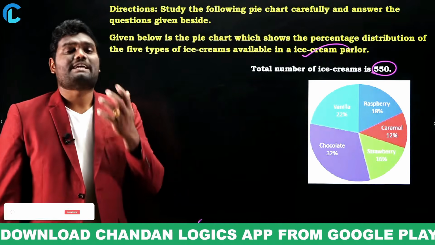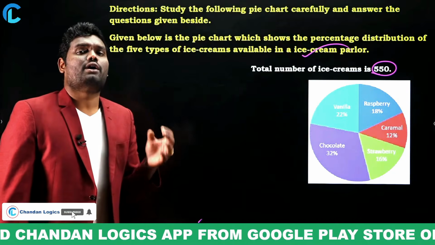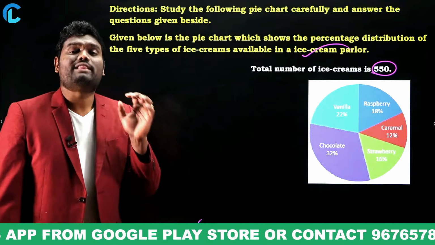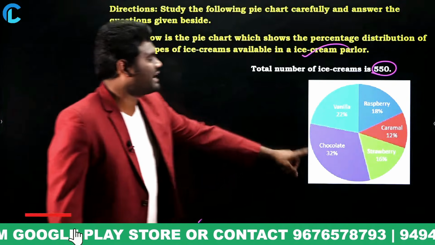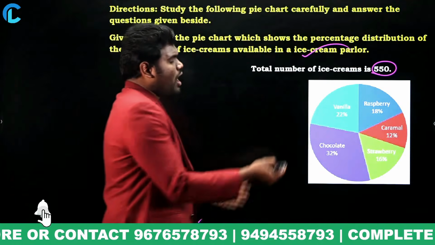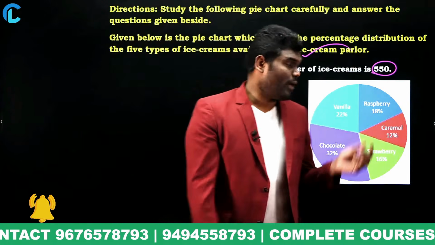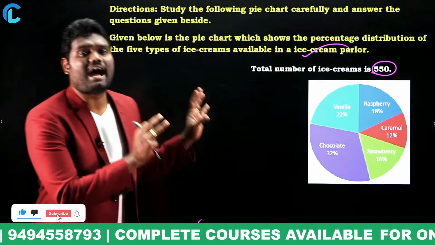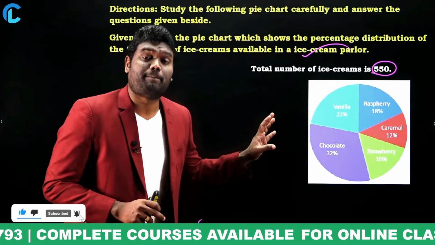Now if someone asks us how many ice creams are there out of total 550 with chocolate flavor, then you have to say 32% of 550. If someone asks vanilla flavor, how many are there, then what will you say? 22% of 550. Now this is the graph. And don't forget, this is a pie graph.